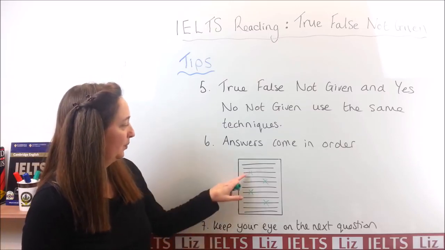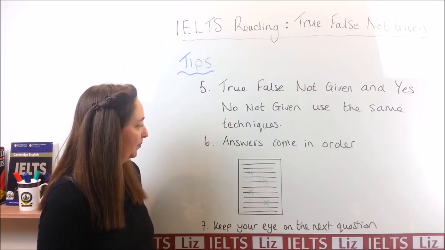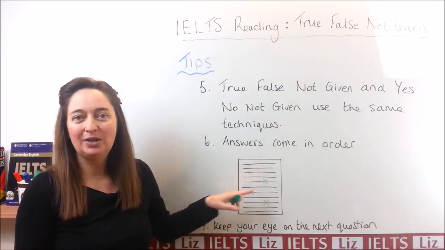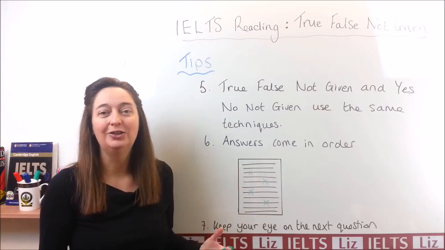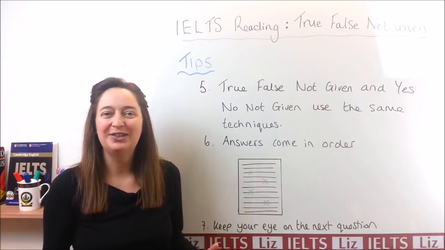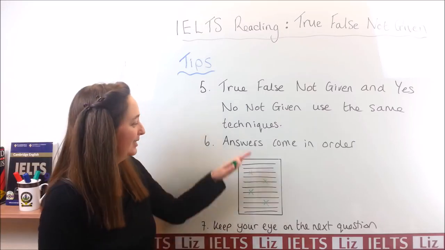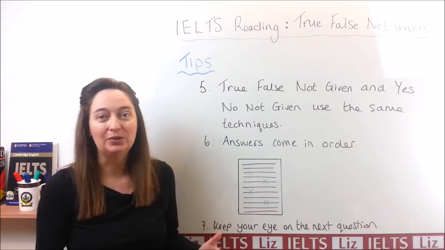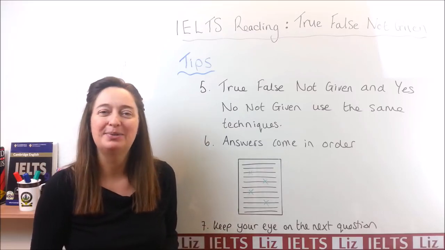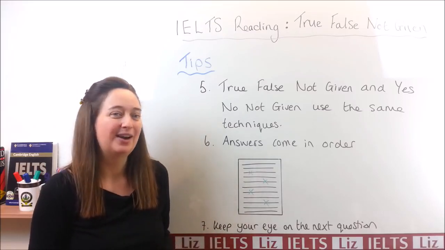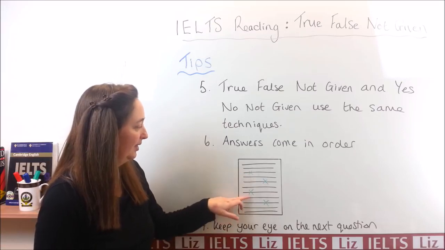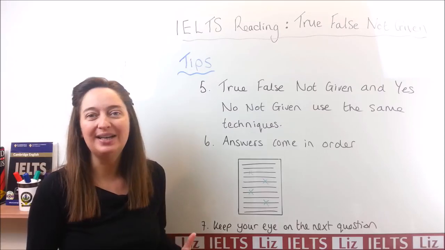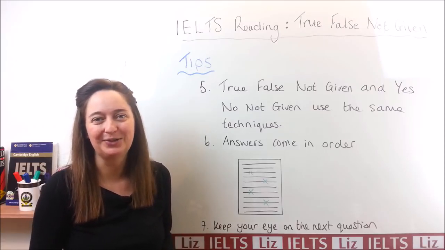So, for example, we know this is question number 1, and we're trying to find question number 2. Now, question number 2 might be not given. And if it's not given, many students read the whole passage to try to find it. Well, don't do that, because the answer to question number 2 must come between number 1 and number 3. It cannot come after. So don't waste time trying to find the true, false, not given.